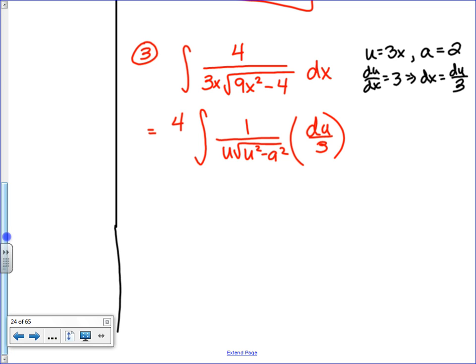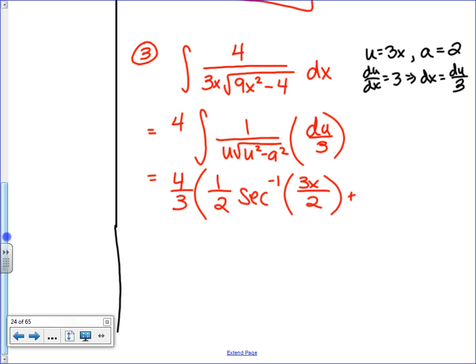Guys, with the 3, what can I do? Pull it out, right? And then I have, hey, it's a perfect rule. So therefore, this is arc secant, or secant inverse of, wait, how's the rule work? 1 over a, who's a? 2, times secant inverse of u over a plus c. Some of you guys, you're not really seeing why the c's remain c's sometimes and not other times.